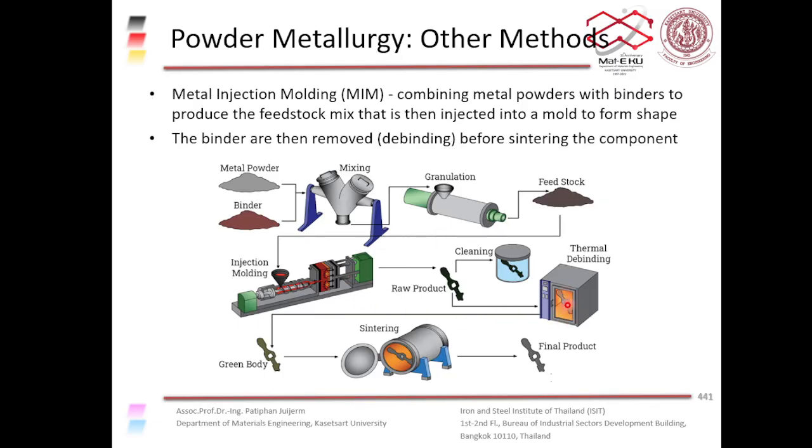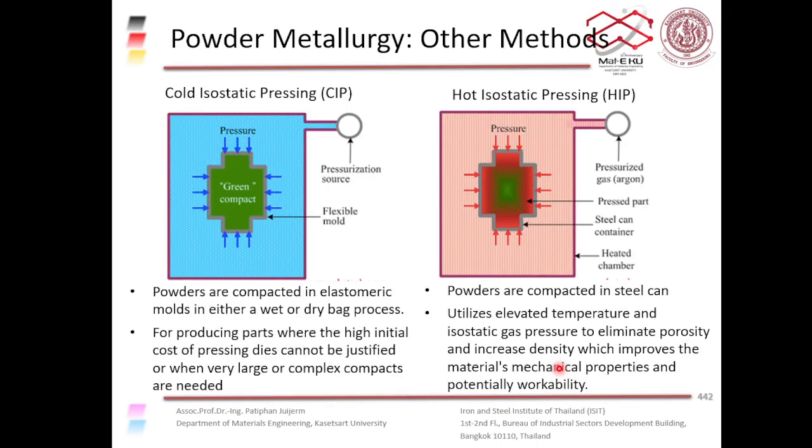After debinding, you get the green product, the green body. You put it in the sintering process, you get the final product. It is a lot faster than compaction, and the shape can be more complex as well. Compaction can usually produce relatively simple shapes, but this technique can produce more complex geometries.